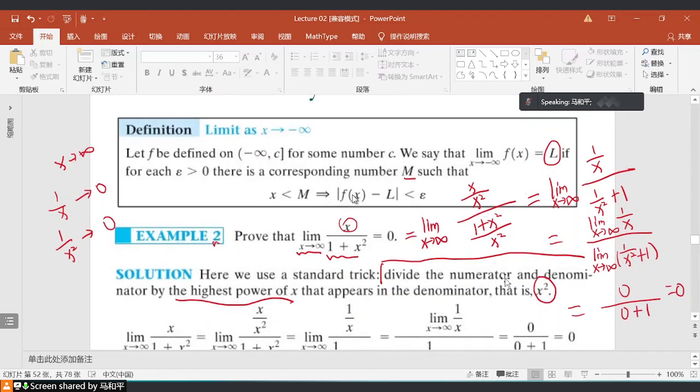So we should use this standard trick. You should remember that when we calculate the limit as x approaches infinity, we should divide the numerator and the denominator by the highest power of x.